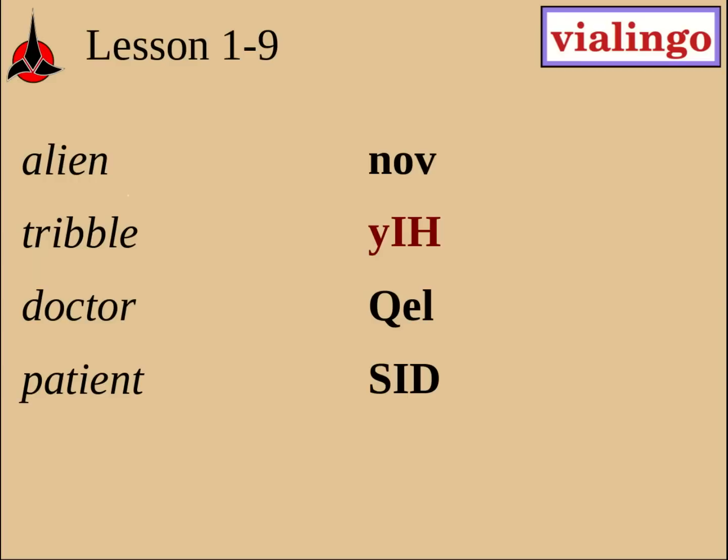Tribble is ghItlh. Imagine a Klingon shouting ghItlh when waking to find himself sharing a bed with dozens of tribbles. Doctor is ghItlh. Imagine a doctor who couldn't care less about your health. North Americans should imagine a doctor who could care less about your health.